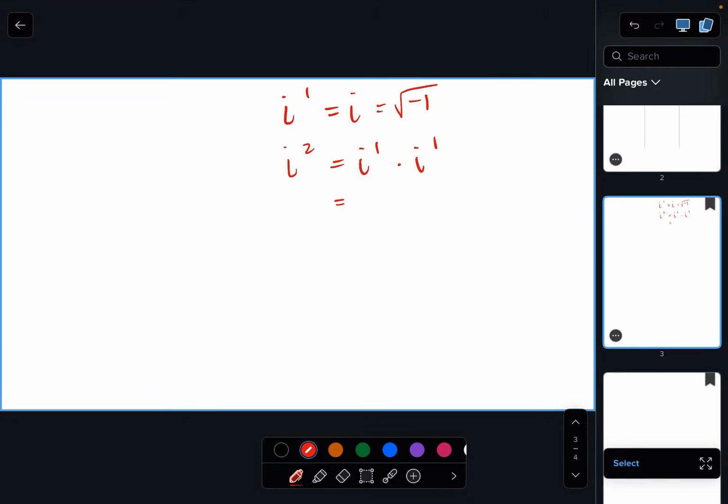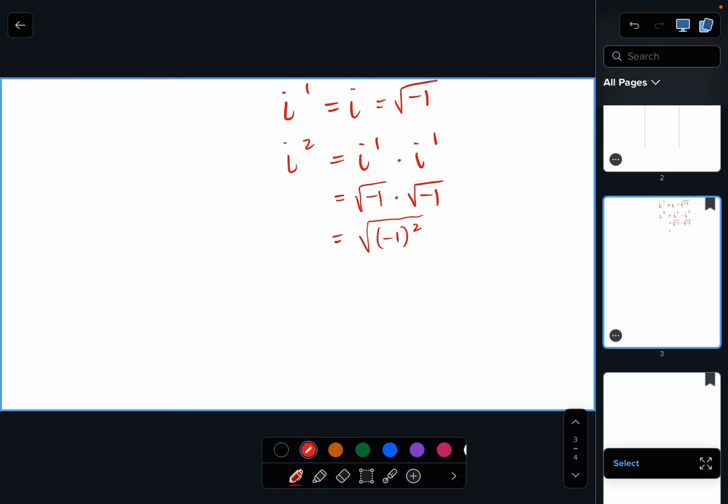If I have square root of negative 1 is I, this means it's the square root of negative 1 times the square root of negative 1. If you have two of the same thing, you can write it as the square root of negative 1 squared, because it's the same thing times the same thing. What happens to a square root and a squared? They cancel out. I squared is equal to negative 1.